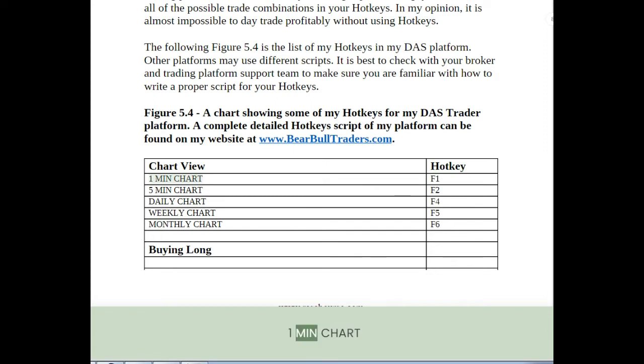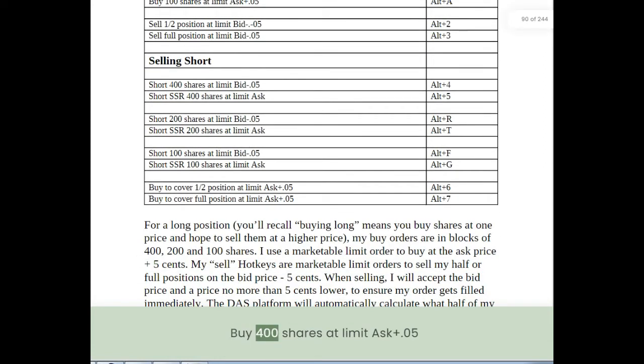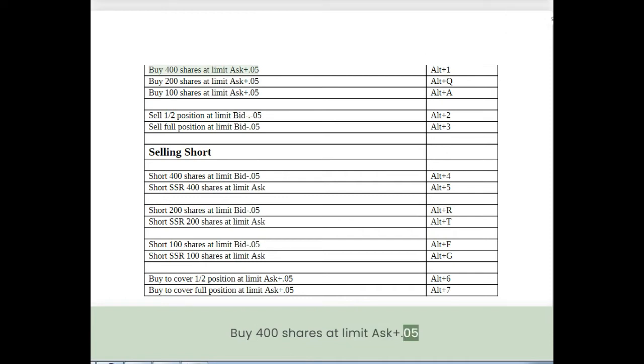Chart view hotkeys: 1-minute chart, F1; 5-minute chart, F2; daily chart, F4; weekly chart, F5; monthly chart, F6. Buying long: buy 400 shares at limit ask plus .05. Alt+1: buy 200 shares at limit ask plus .05. Alt+Q: buy 100 shares at limit ask plus .05. Alt+A: sell 1/2 position at limit bid minus .05. Alt+2: sell full position at limit bid minus .05.